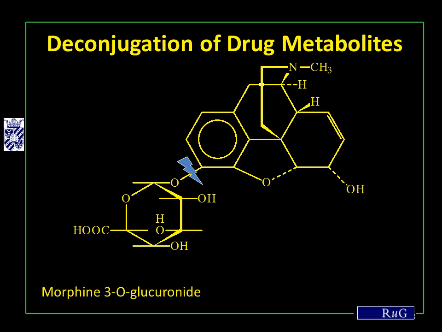Morphine 3-O-glucuronide is active and can accumulate in the circulation, so it must be monitored carefully. There are enzymes that can deconjugate morphine from the glucuronic acid, making it possible to measure the drug metabolite 3-O-glucuronide and the free morphine separately, provided you have a bioanalytical method that can discriminate the two, for example a separation by liquid chromatography.